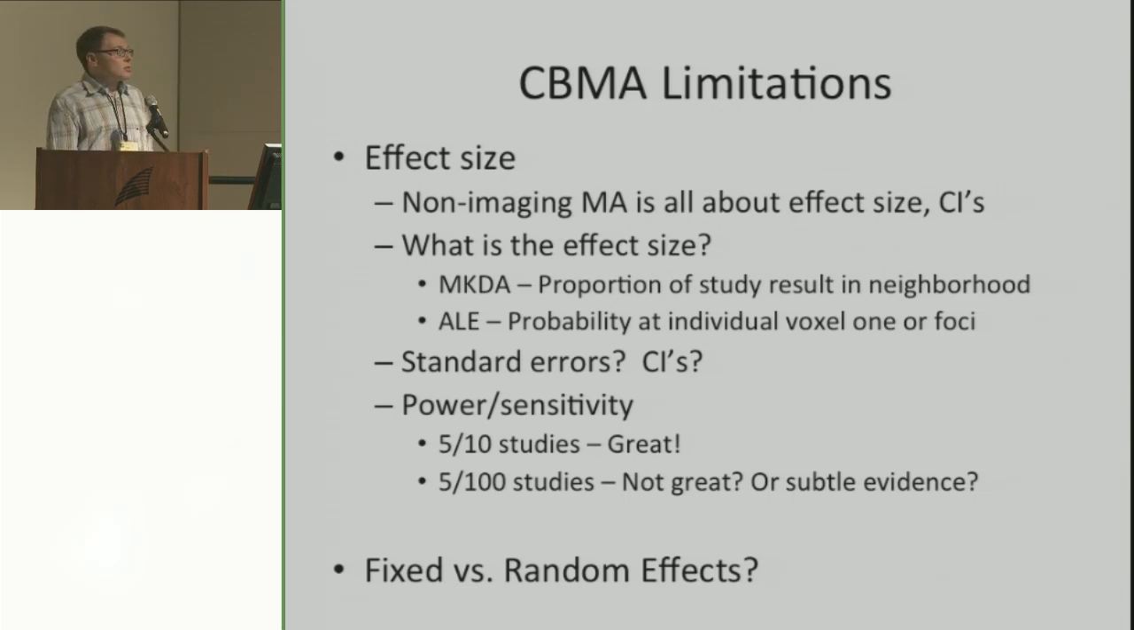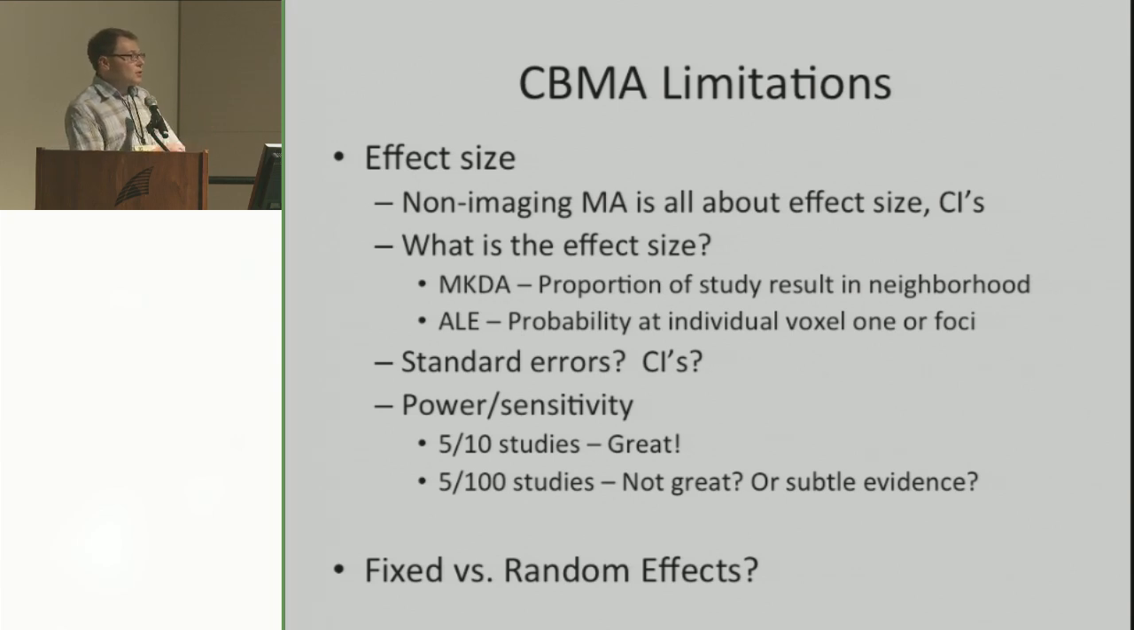Okay, so what are some of the limitations of these coordinate-based approaches? What I mentioned is: what is an effect size? What does an effect size mean in this imaging setting? Because again, they make a big deal of it in traditional meta-analysis. What is your effect size? What is its uncertainty? In MKDA, we have this proportion of studies that show one or more foci in the given radius R. And in ALE, this is the probability at an individual voxel that one or more foci occurred for the given Gaussian probability model. So we don't have any standard errors for this.